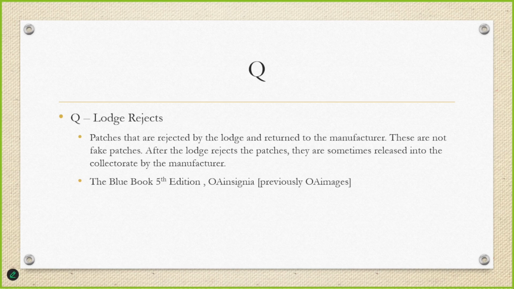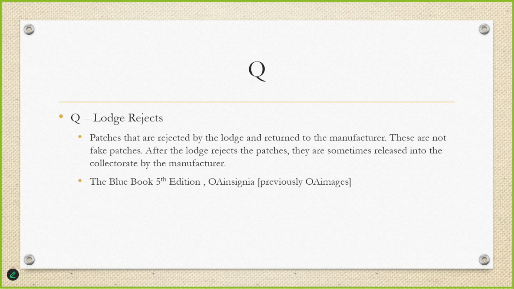So for Q, this is a little more streamlined. Blue Book 5th edition and OA Insignia, which is essentially, I think, the 6th edition Blue Book, are the same. And Q is considered a lodge reject. And this is where I say this is too narrow of a definition when you start thinking about how wide Y is. It says patches that are rejected by the lodge and returned to the manufacturer. Key words there, returned to the manufacturer. These are not fake patches. After the lodge rejects the patches, they are sometimes released into the collectorate by the manufacturer.